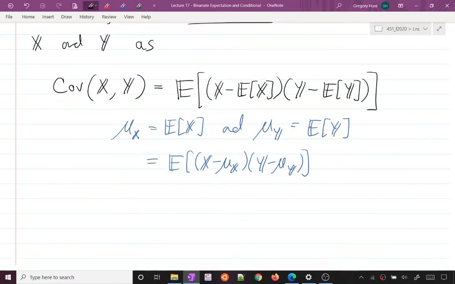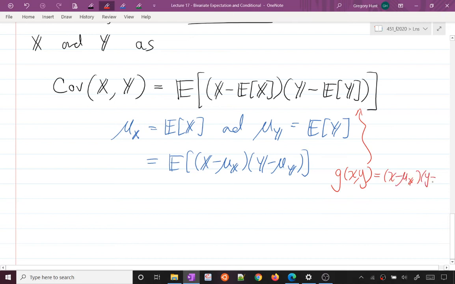So notice that we know how to calculate this because we know how to calculate bivariate expectation. In this case, our g function is x minus mu x times y minus mu y. So that's the g function. And so to calculate this thing, you'd multiply that times the joint PMF or PDF, and you either sum or integrate it. Okay.